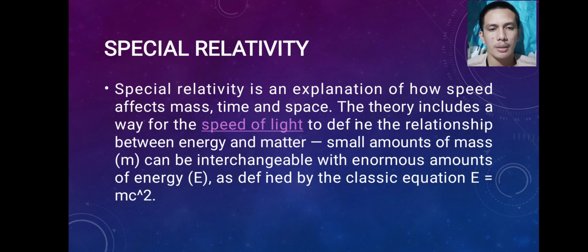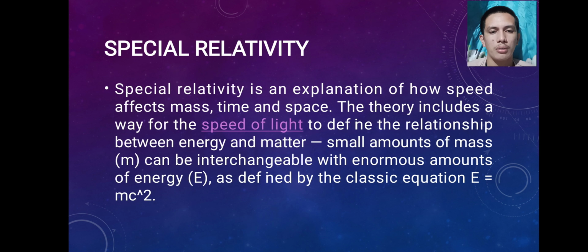One of the most famous equations associated with special relativity is E equals mc squared. This equation relates energy and mass through the speed of light. It signifies that even small amounts of mass can be converted into enormous amounts of energy. Conversely, it implies that energy can condense into mass under certain conditions.